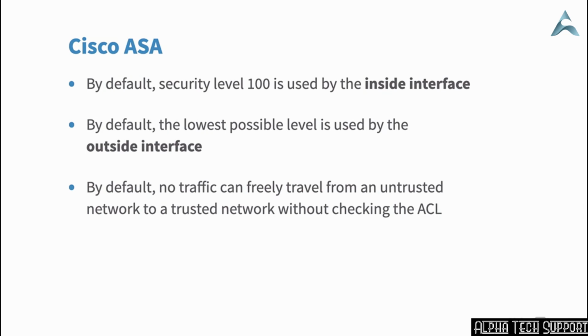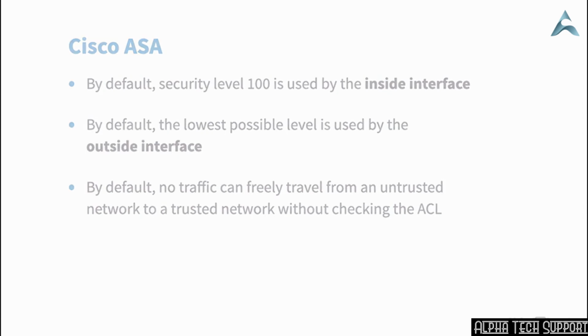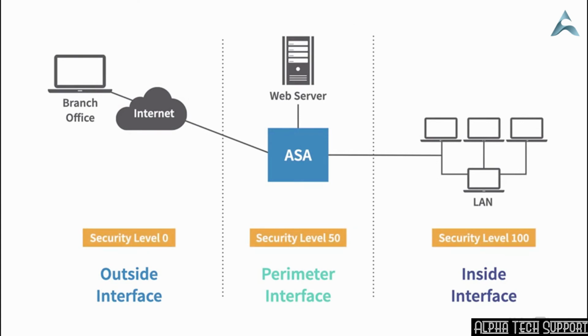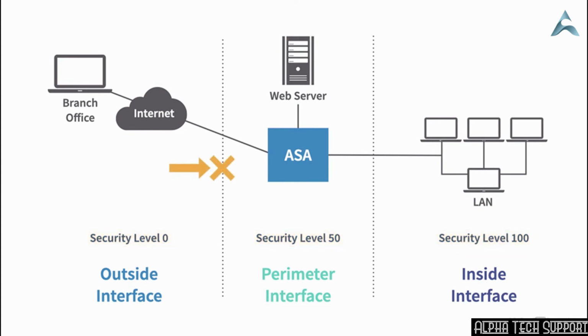So let's take a look at an example configuration. Now here we see the outside interface, the perimeter interface, and the inside interface, and each with their appropriate security levels. We don't allow any traffic to freely flow from the outside to the perimeter or from the perimeter to the inside until the firewall inspects the traffic. However, we do allow traffic to freely flow from inside of the LAN to the perimeter and from the perimeter network to the outside. Now let's test your knowledge.